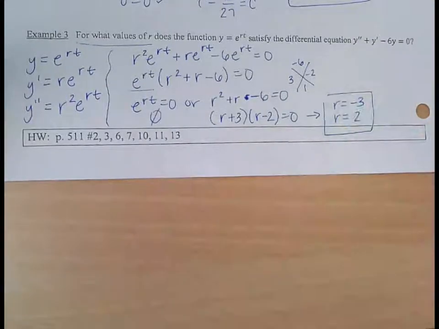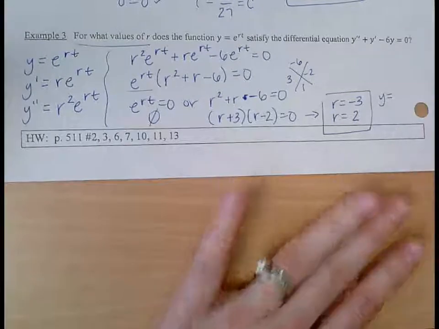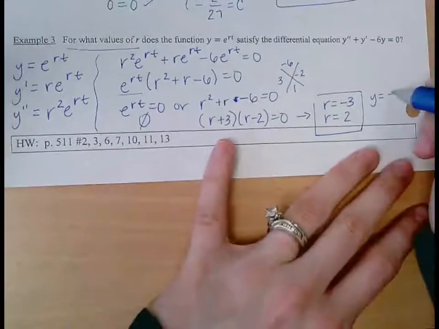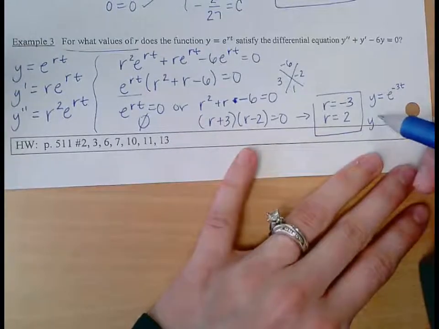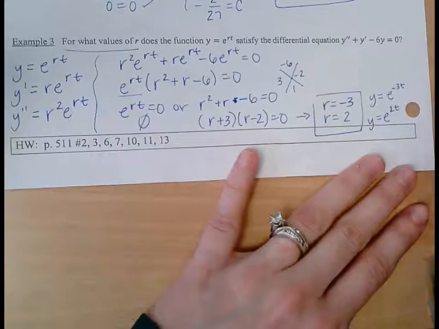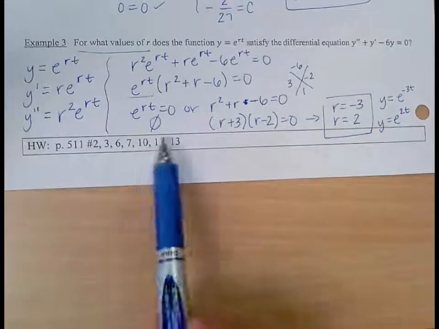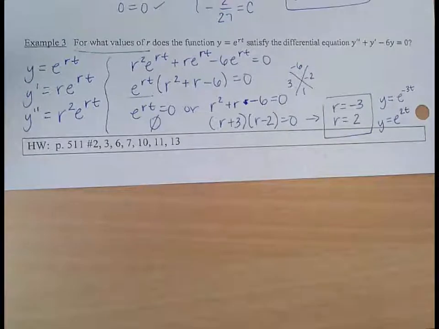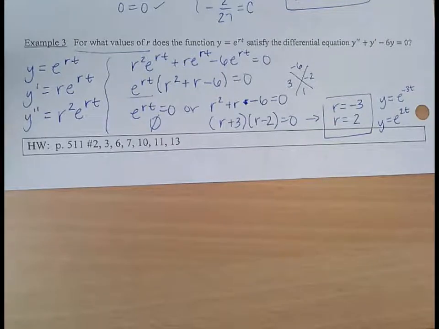And that means the two particular solutions would be, I know it doesn't ask for this, but y equals e to the negative 3t would be a solution, or y equals e to the 2t would be a solution. So that's what that would mean. Okay, so there is practice here. Not that I don't recommend all practice, but make sure when you look at these questions, you can figure out what they're asking you to find.